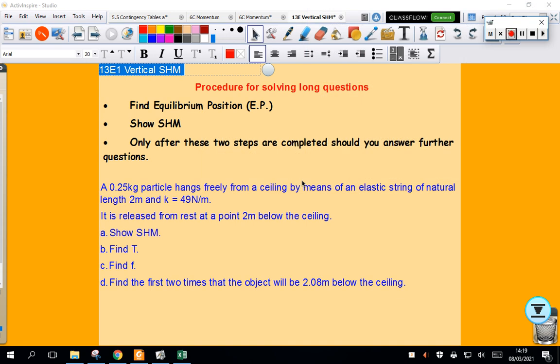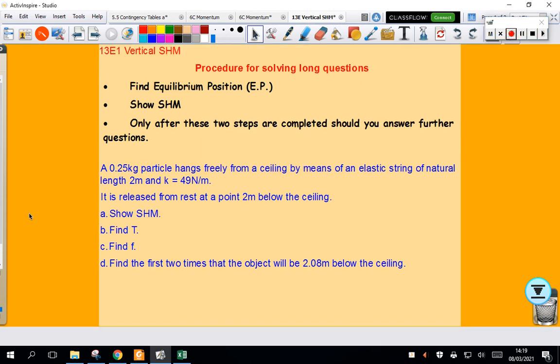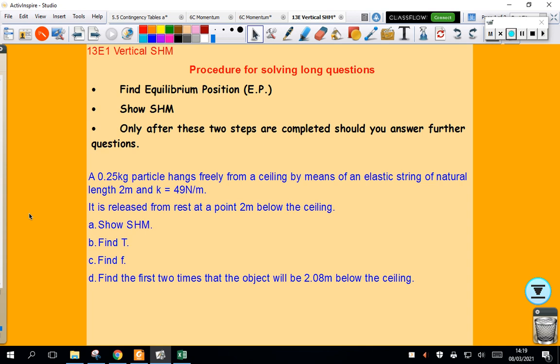Okay, so in this class I want to look at a question that comes up quite commonly on our course, and this is an object moving with vertical simple harmonic motion, and there's a kind of a procedure. Step 1, we find the equilibrium position. Step 2, we show simple harmonic motion, and only after these two steps are completed will we look at further questions. So let's talk through this question, and then I'll go through a solution.